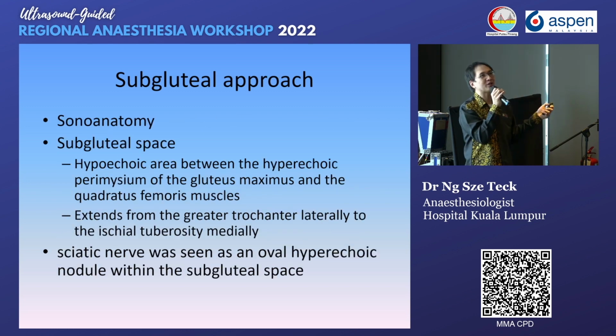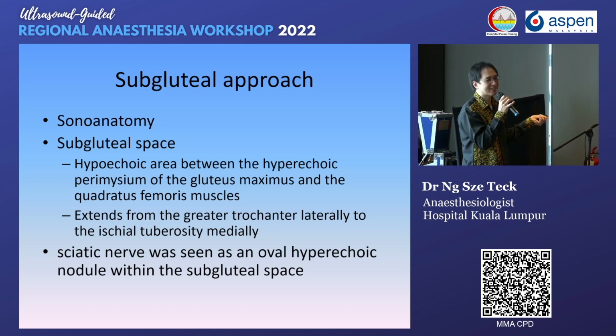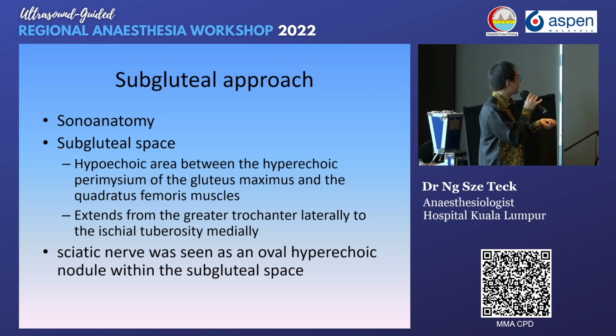So what are you trying to identify? You are trying to identify the subgluteal space. The subgluteal space is the area between the gluteus maximus and all the muscle below it, one of it being the quadratus femoris. Okay? And sandwiched between this is the sciatic nerve. Right?